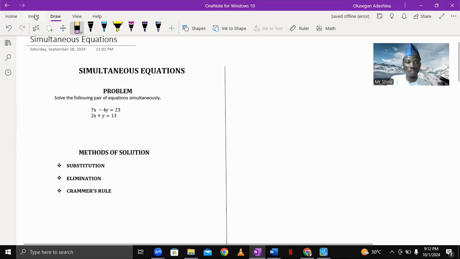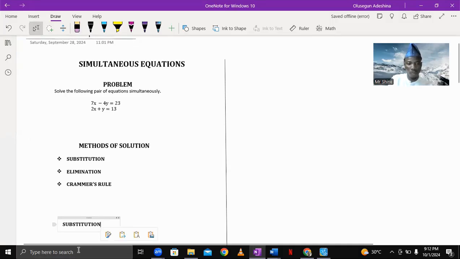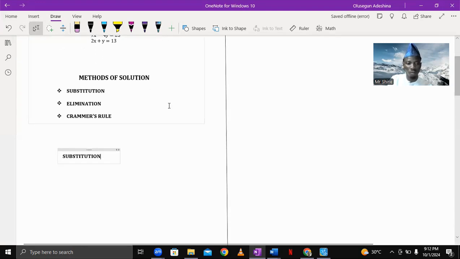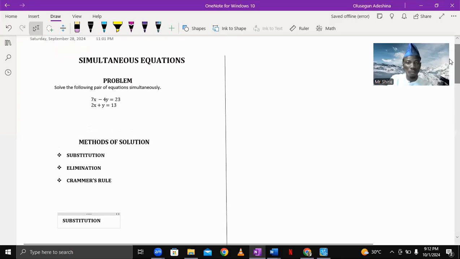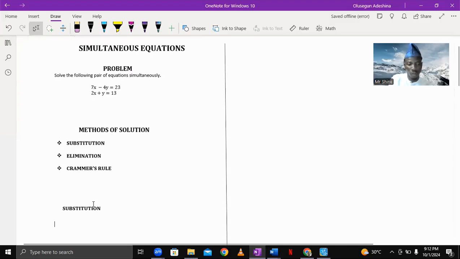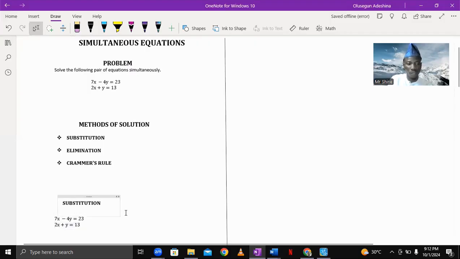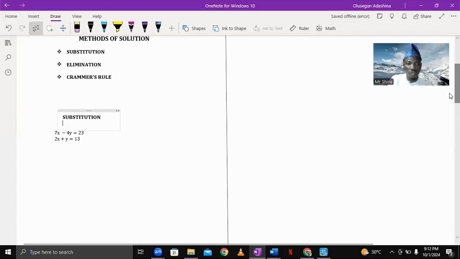So the first one is substitution. Let us solve this pair of equations using the substitution method. Now for the substitution method, the first thing to do is to rewrite the two equations. So we have rewritten the two equations. Now the next thing is to begin to solve using the substitution method.